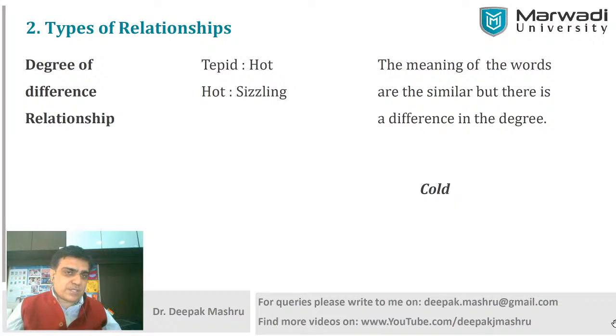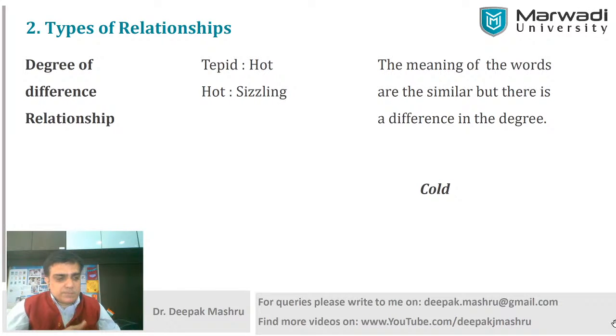Okay, degree of difference. See, the words are very similar, but we need to find out there is a little difference in the degree only. For example, tepid means hot, hot is hot. But tepid is not that much hot, right? We call it lukewarm, tepid, hot, sizzling, right? So there are degrees of hotness. Tepid and hot both mean it is hot, but the degree is different, right? Tepid is like this, hot is like this. Now if you talk about hot and sizzling, hot is like this, sizzling is like this. When you eat a sizzler, you'll find the things, right?